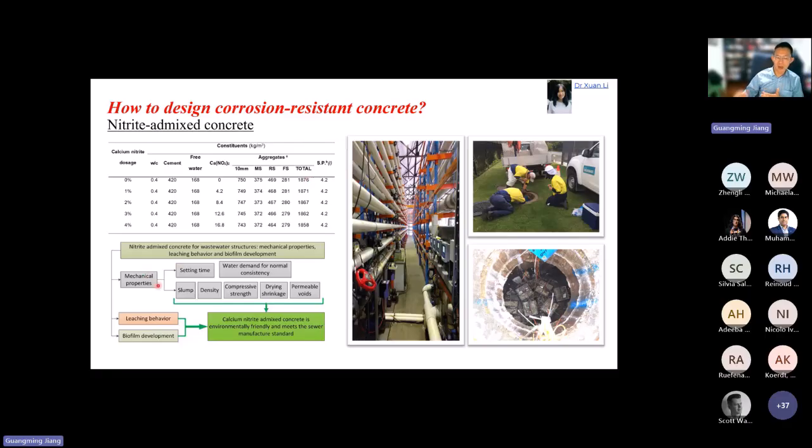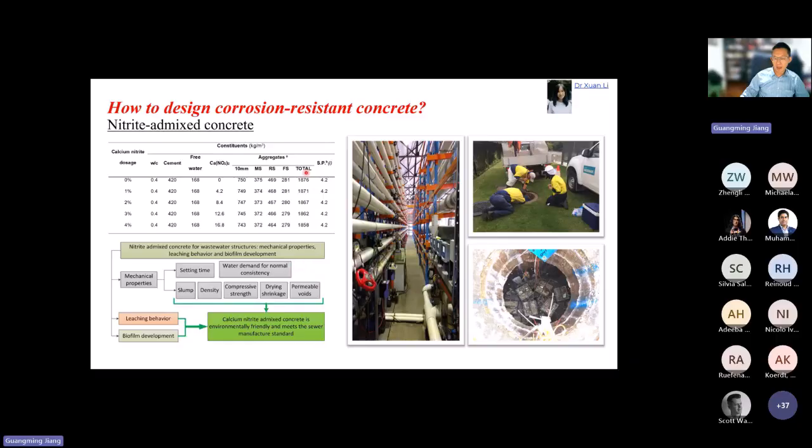to look at their mechanical properties, how nitrite affects the concrete mechanical properties, including those very common ones, strengths and other things. We also look at the leaching behavior of nitrite, because people have a concern about it as an increase of the nitrogen load in water, but also impacts on the environment itself. We look at the biofilm development as well.